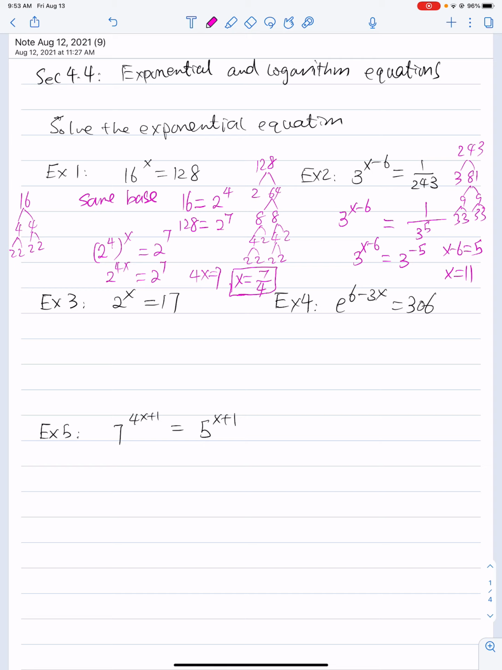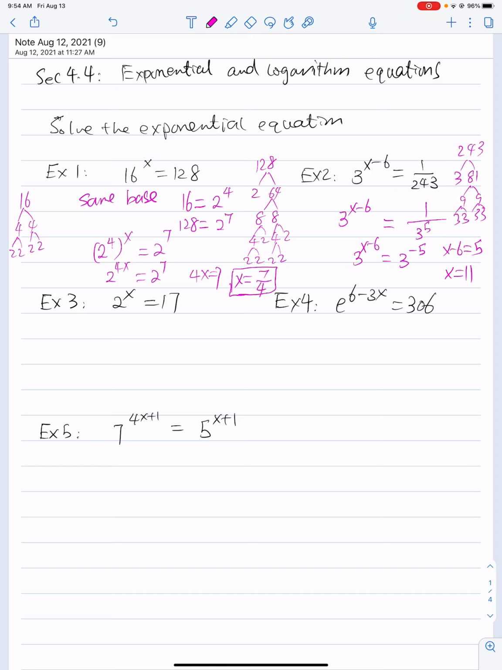For the first and second examples, you can create the same base. But for the third and fourth examples, 2 to the x equals 17 and e to the 6 minus 3x equals 306, could you create the same base? No. Then what should we do? How could we find the exponent? If you wanted to isolate an exponent, what should we do?